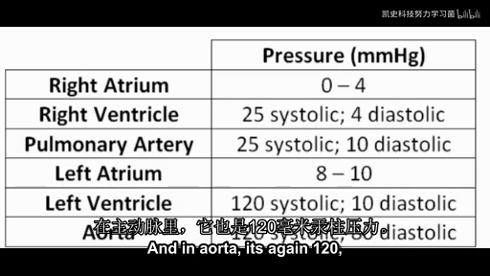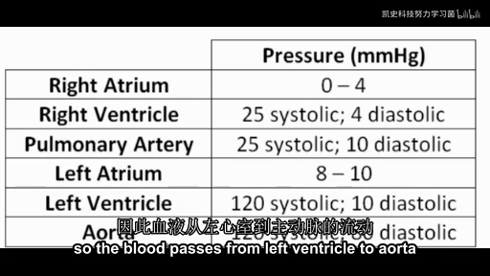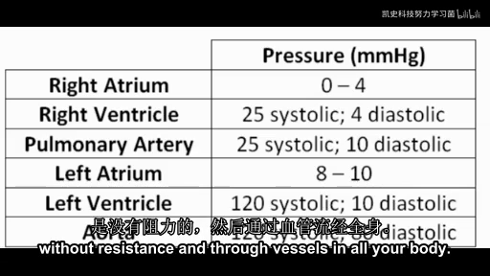And in the aorta, it's again 120. So the blood without resistance passes from the left ventricle to the aorta and then through vessels in all your body.